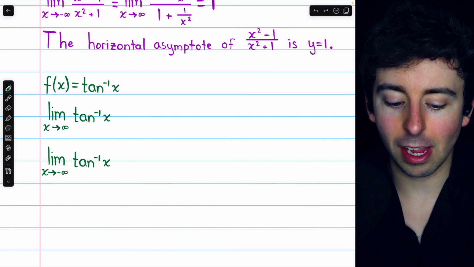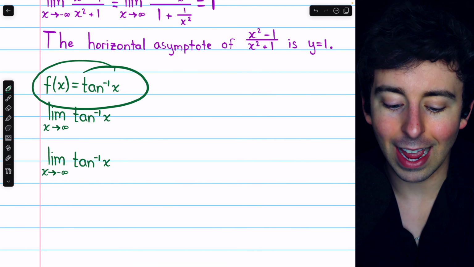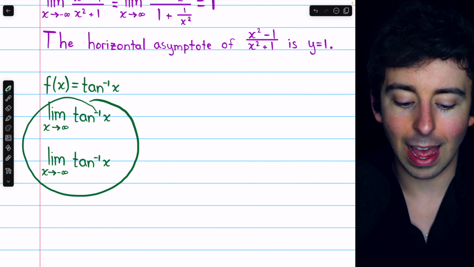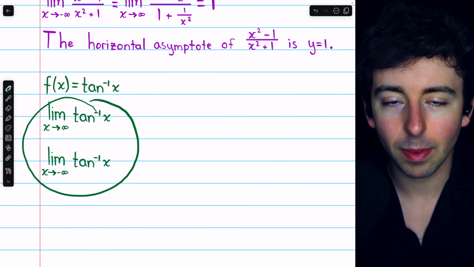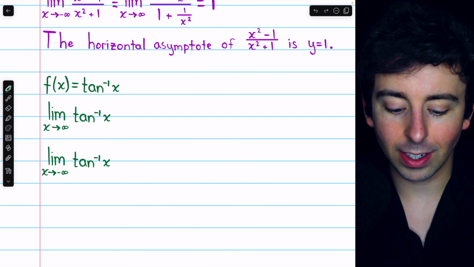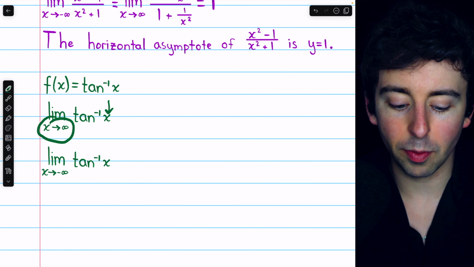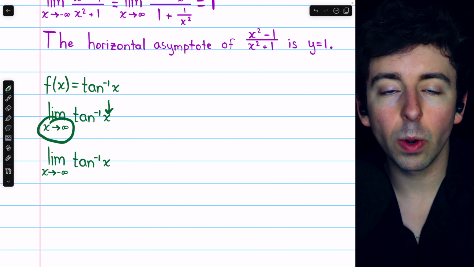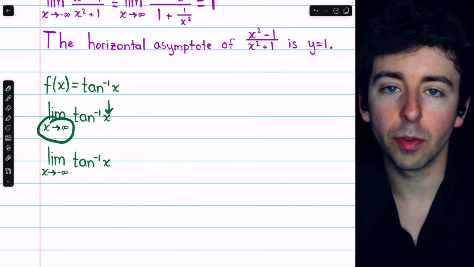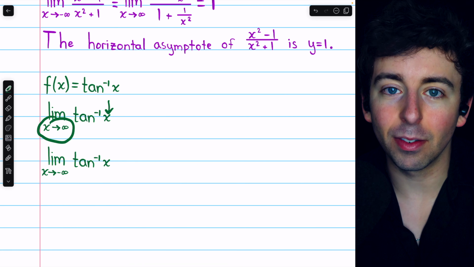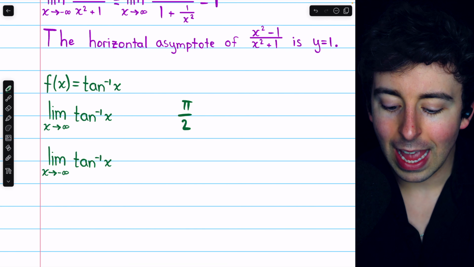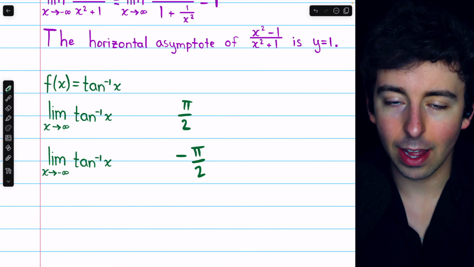Now for our second example, f of x equals arctan x. To find its horizontal asymptotes, we must evaluate its limits at positive and negative infinity. We must understand how arctan works. As the input of arctan x goes to infinity, arctan is going to approach whatever value would make tangent go to infinity. Now, tan x is infinity at 2 places in particular. That's at pi over 2 and at negative pi over 2.